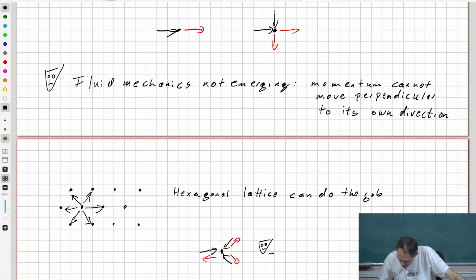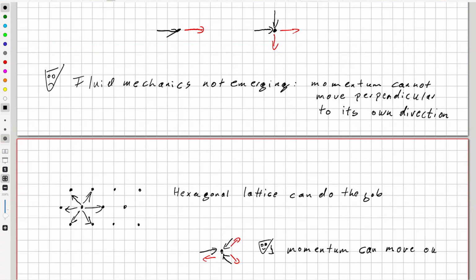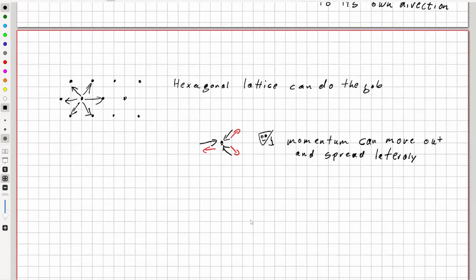So here, momentum can move out and spread, say, laterally. Okay, so this is a little bit of history.